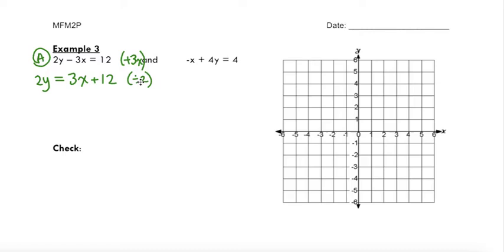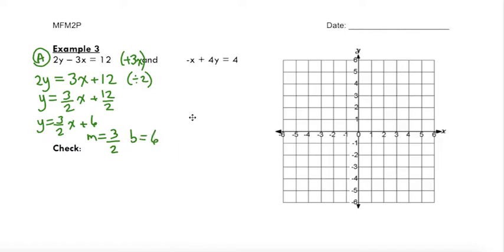So 2 divided by 2 is 1, so I'm left with 1y, or just y. 3 divided by 2x plus 12 divided by 2. And I can go ahead and simplify my y-intercept portion. So 12 divided by 2 is positive 6. So I know that my slope is 3 over 2, and I know that my y-intercept is 6.